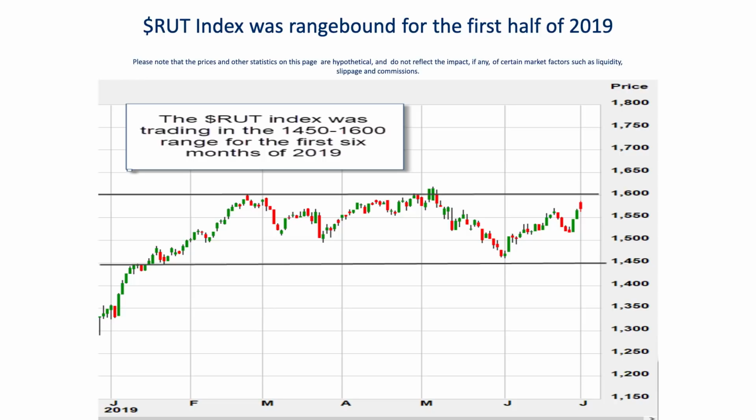Okay, so now with that said, let's take a look at the first 6 months of 2019. And as you can see, the Russell index was trading in a fairly stable range of 1450 to 1600 during that period of time. And so with that much of a clear definition of a trading range, many options traders, particularly because we would have been heading into the summer months, would have assumed that the index may well stay in that range.